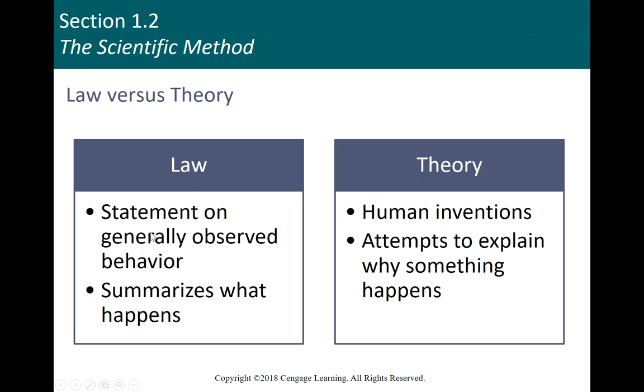With a law, that's a statement of generally observed behavior. So there are a lot of laws in physics. Law of gravity, and so on, summarizes what happens. A theory is based on a human invention, and it's attempting to explain why something happens. So, for example, the theory of evolution is considered a theory because it's attempting to explain why something's happened.